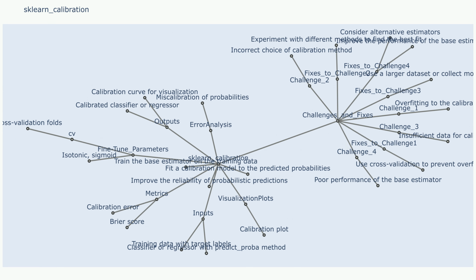Fixes to Challenge 1. Collect more calibration data. Gather a larger and more diverse dataset that reflects the real-world distribution of events. Use synthetic data. Generate synthetic data based on the existing data to augment the calibration dataset. Employ transfer learning. Leverage a pre-trained model that has been calibrated on a larger dataset to improve calibration with limited data.